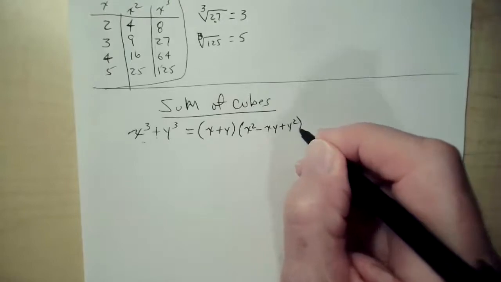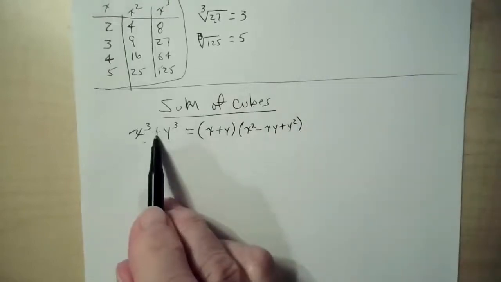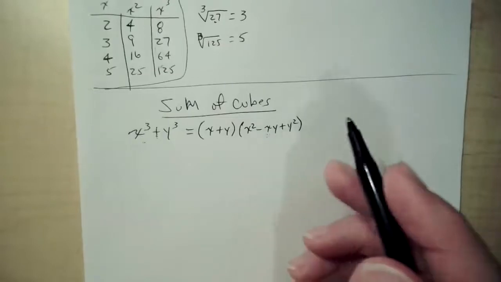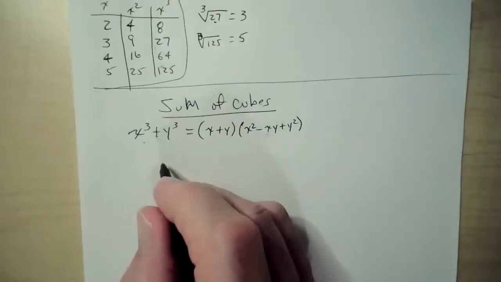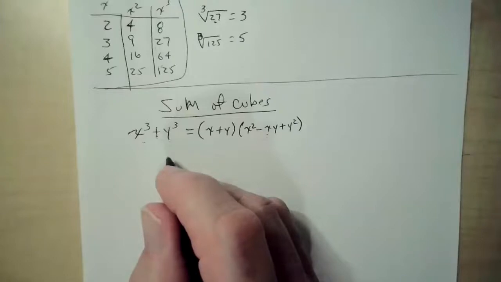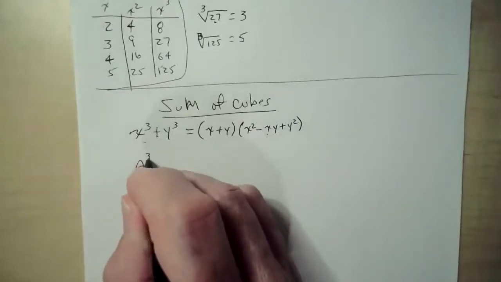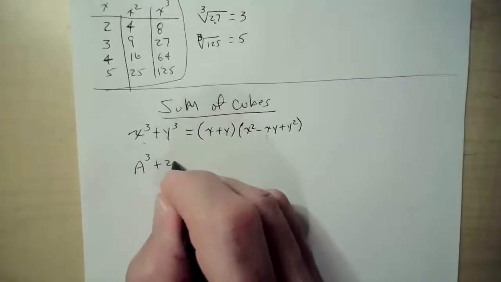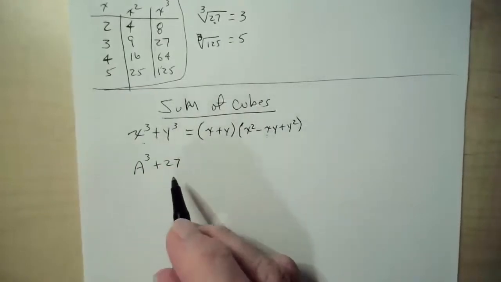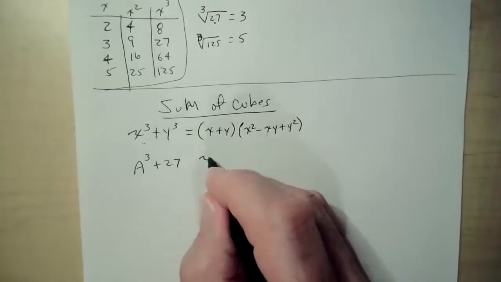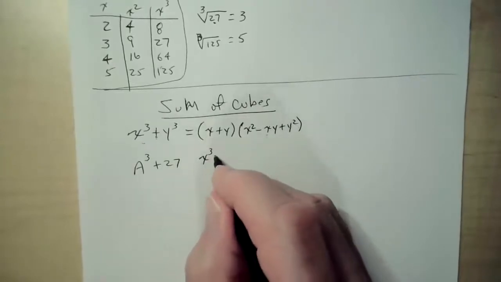Times x squared minus xy plus y squared. The sum of everything in here is positive except the linear term here is negative. So if we have a cubed plus 27, how are we going to factor this?